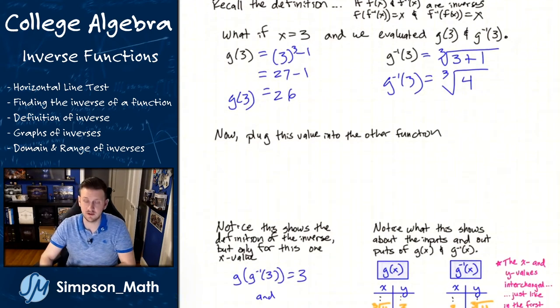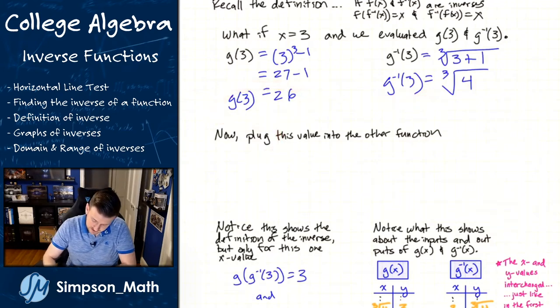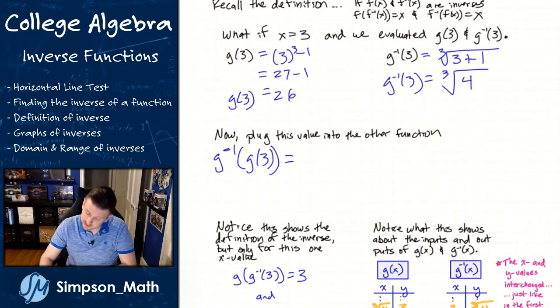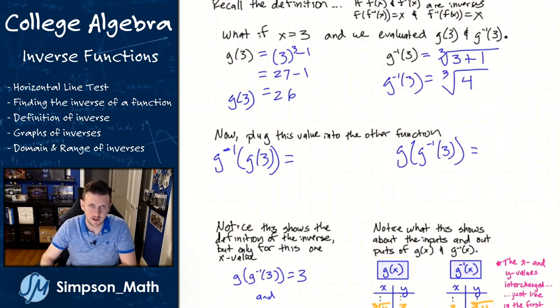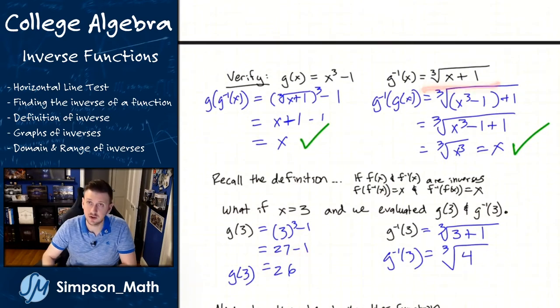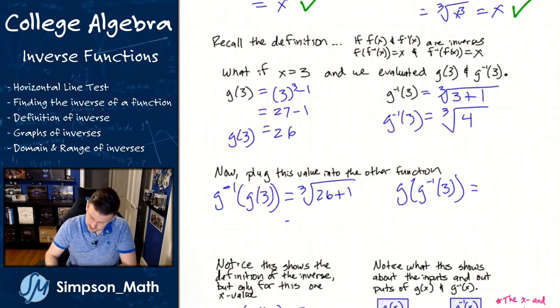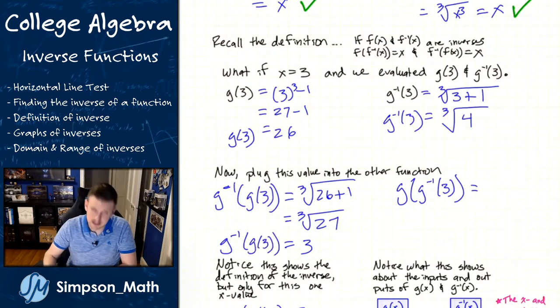So now let's plug this value into the other function. So I'm going to take this and put this into the inverse and take this and put this into the original. So let's find what g inverse of g of 3 is. Okay. And then over here, I'm going to find what g of g inverse of 3 is. Some of you know where this is going. Let's find out. I'm going to take that 26 and it's going to go into the inverse, which is this cube root plus. So this is the cube root of 26 plus 1. 26 plus 1 is 27. So the cube root of 27 is 3. So we get g inverse of g of 3 is equal to 3.